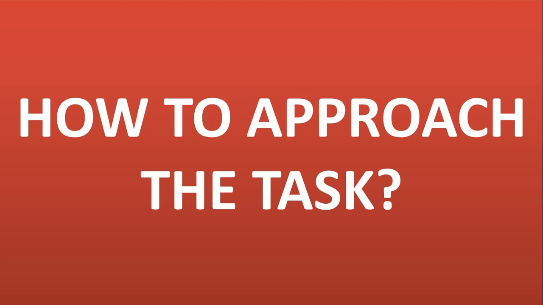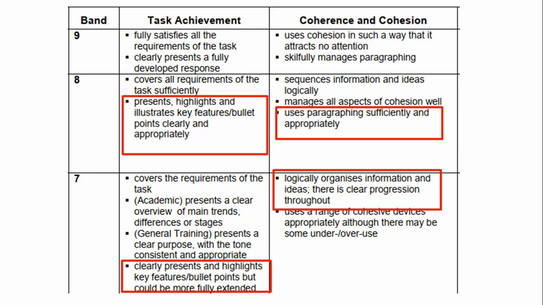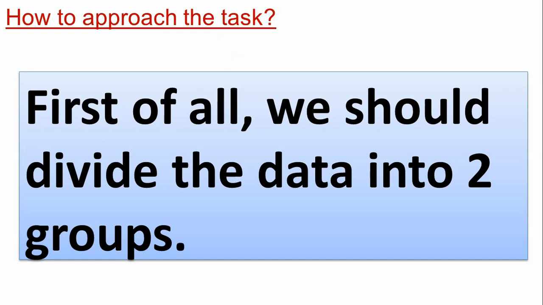How to approach the task. If we look at the band descriptors, we can see that to get band 7 or higher, we should organize the information in a logical way. First of all, we should divide the data into 2 groups.